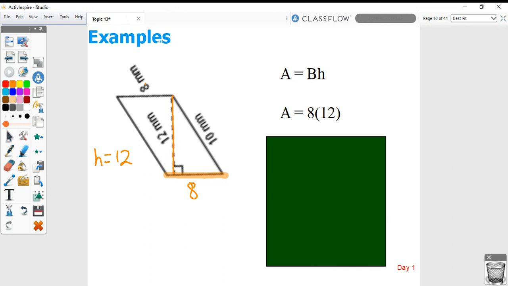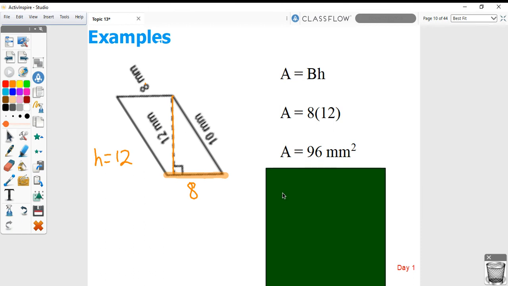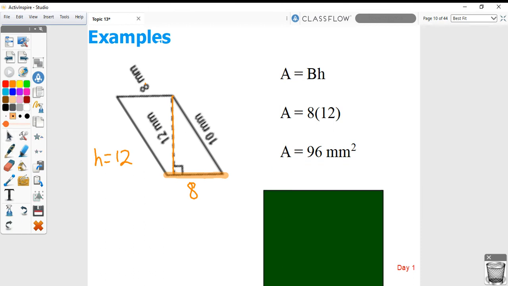Okay, there are some problems like this as you work on some of your assignments and some of your quizzes and tests moving on. There's some stuff like that where you need to watch out for which number you're using as your base. Because again, if this was a multiple choice test, 120 and 80 both would have been answers, and they both would have been incorrect. All right, so that's what we're looking for in the world of parallelograms right there.